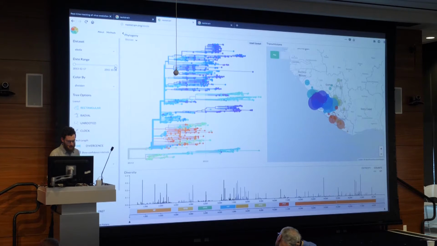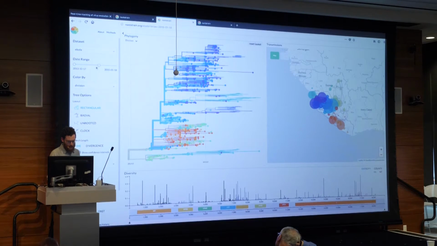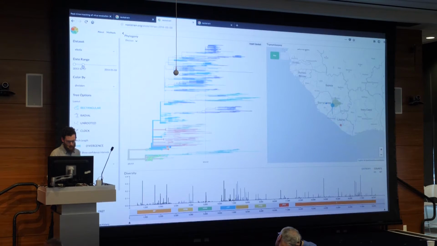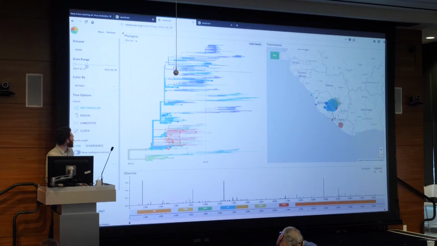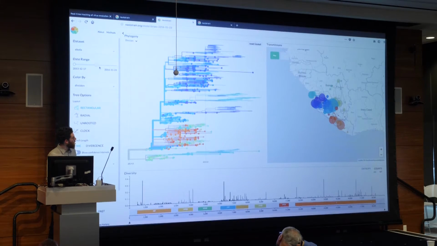So if we manipulate time, rewind time, and come back to early 2014, we can see that early on, viruses appear here in Guinea in green, and then show up here in the map in green. This is Ebola. And as we move forward in time, we see virus spreading and emerging from Guinea into Sierra Leone, spread from Sierra Leone into Liberia, and so forth.